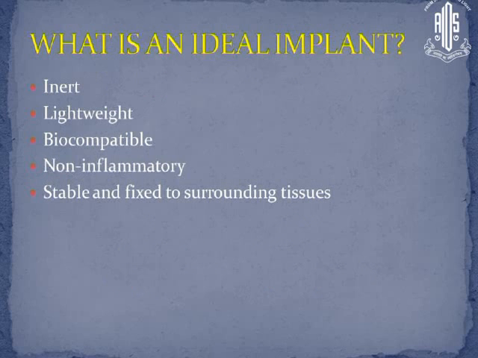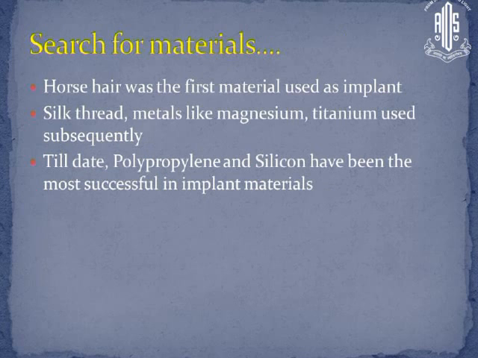So what is an ideal implant? Some material which is inert, lightweight, biocompatible, non-inflammatory and which also remains stable and fixed to the surrounding tissues. The search for material continues because we still do not have an ideal implant.